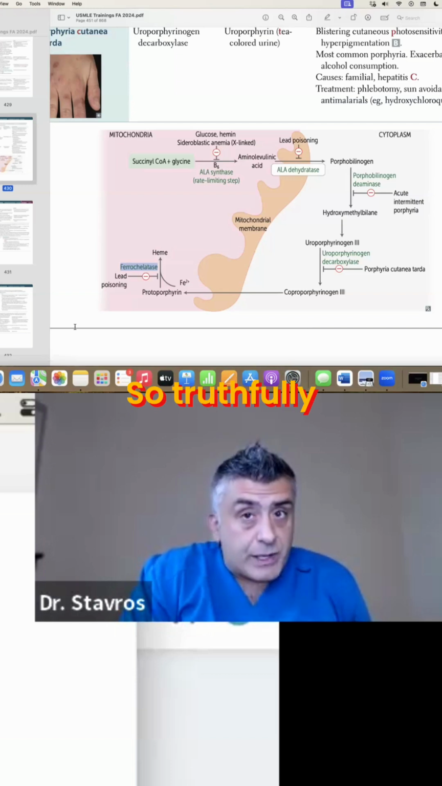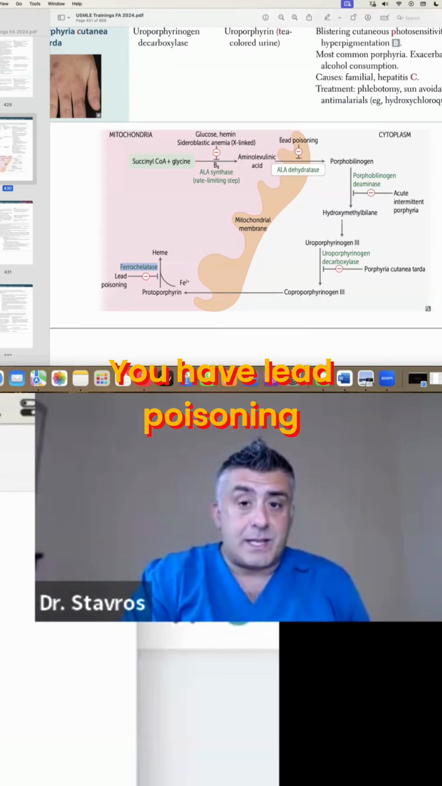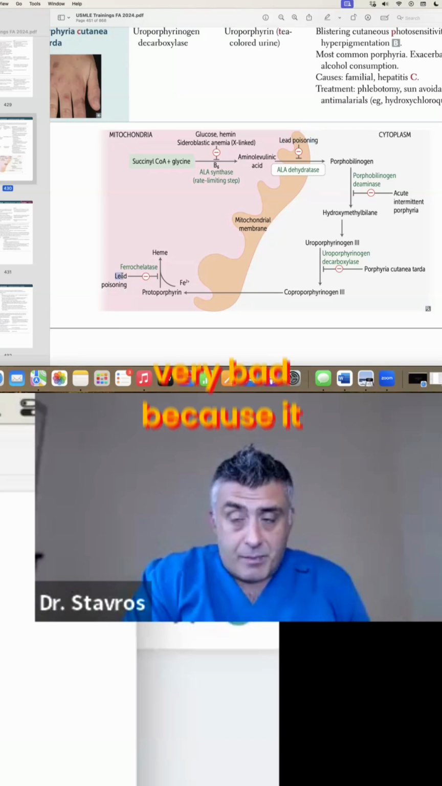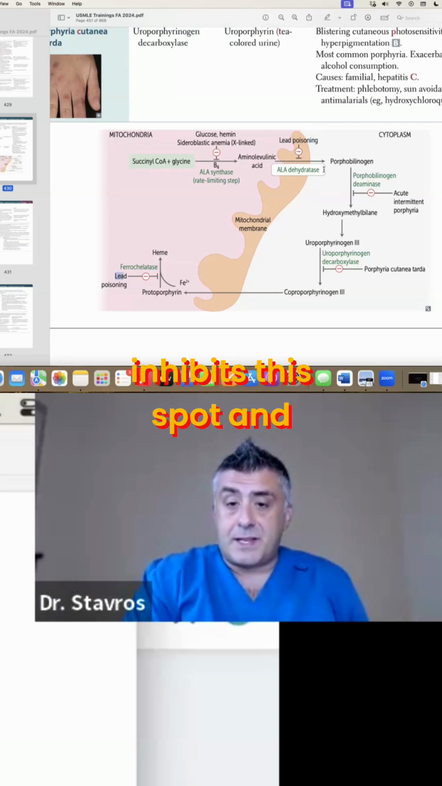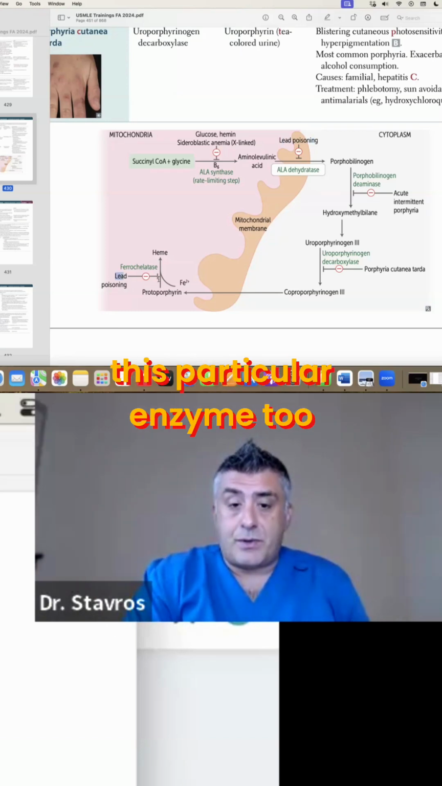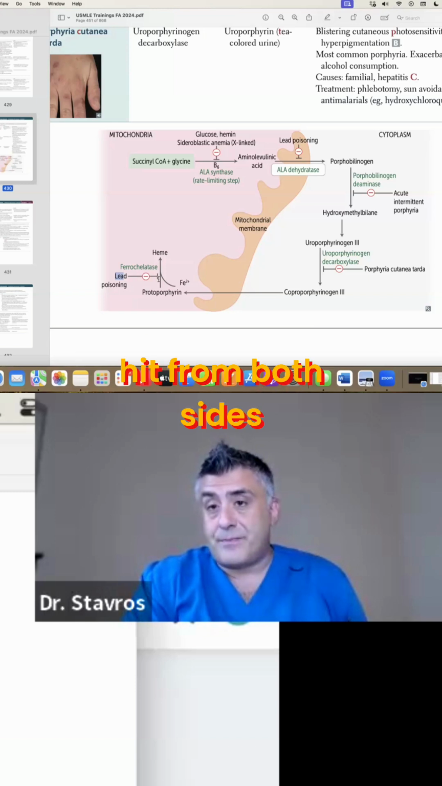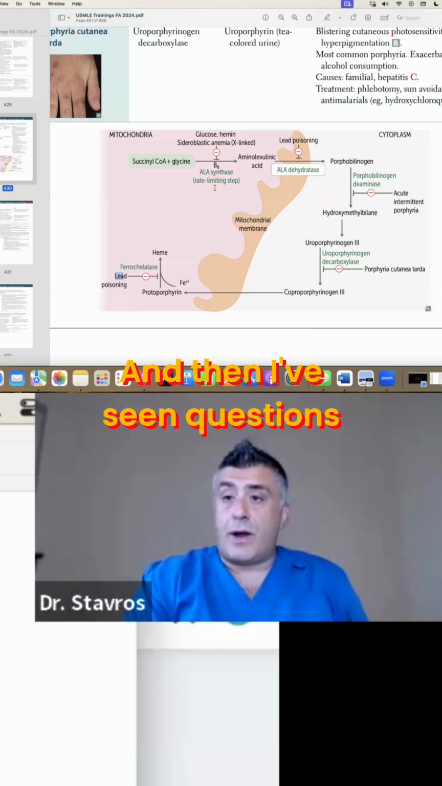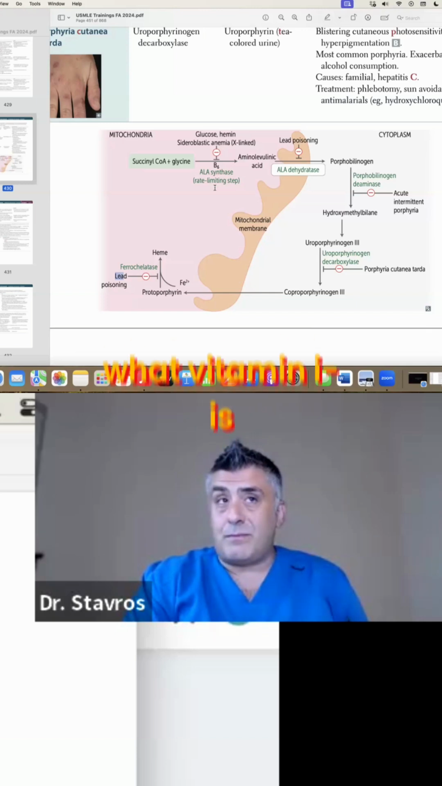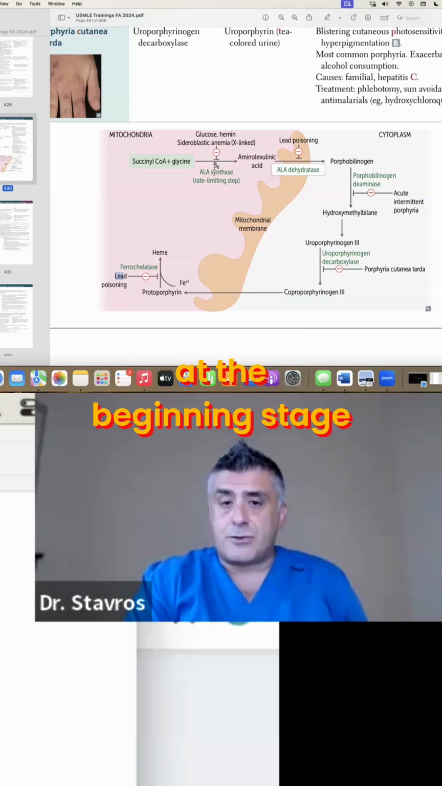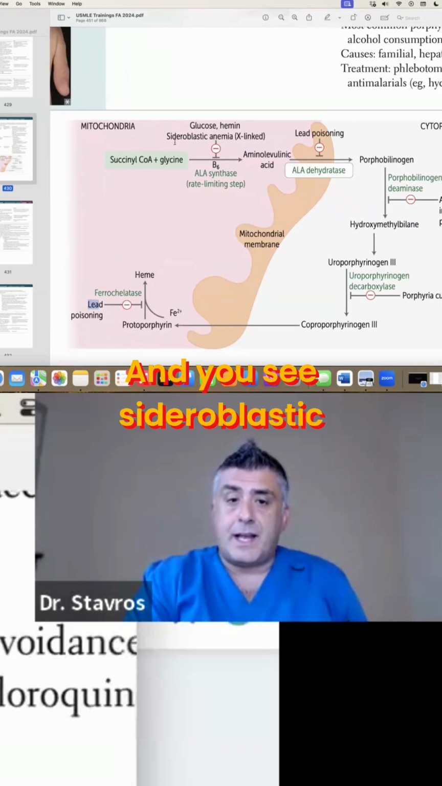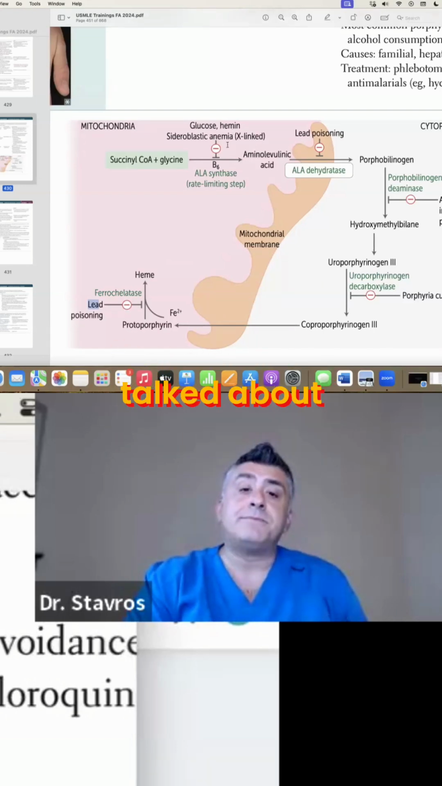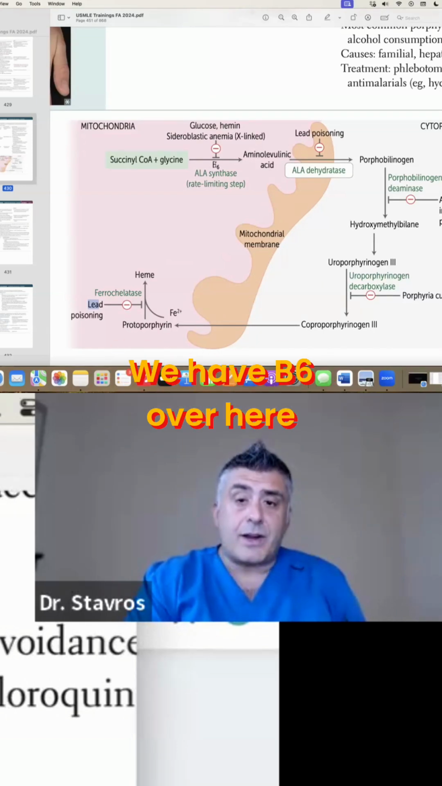So truthfully, look at this. You have lead poisoning here and here. Lead poisoning is very bad because it inhibits this spot and this particular enzyme too. Either way, you get hit from both sides. You'll never make heme, right? And then I've seen questions where they say, hey, what vitamin is at the beginning stage? B6 right here. And you see, sideroblastic anemia is one of the macrocytic anemias we've talked about. We have B6 over here.